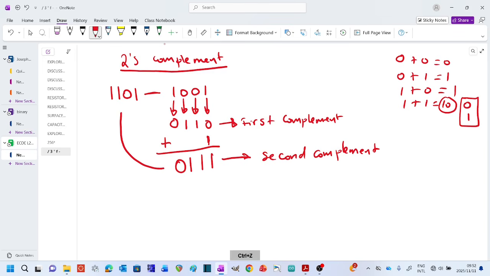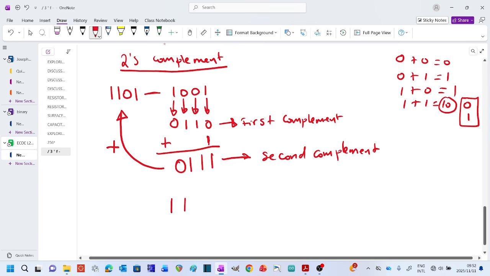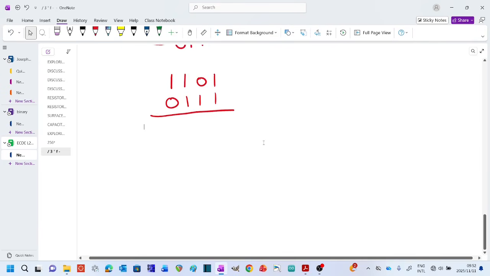Same thing we did when we were doing 1's complement. We took the first complement and added it to the number that was given to us initially, that we're supposed to subtract from. Now that we have the second complement, we do the same thing. Instead of subtracting, we are going to add. So we're going to have 1, 1, 0, 1 plus 0, 1, 1, 1. That's our second complement's number.